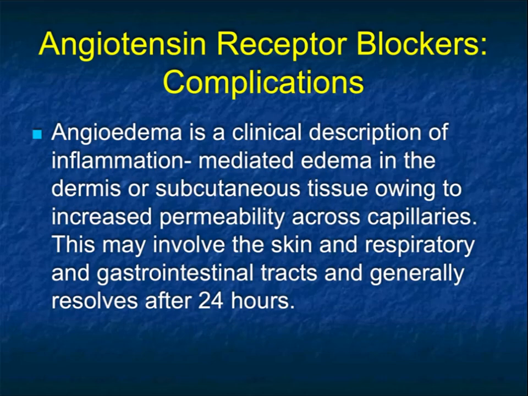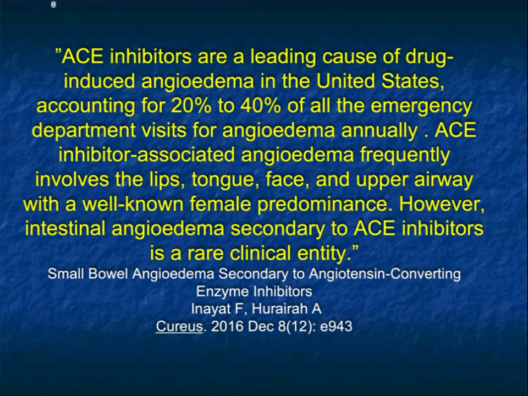Angioedema is a clinical description of inflammation-mediated edema in the dermis or subcutaneous tissues owing to increased permeability across the capillaries. That explains the edema in the bowel. This may involve the skin and respiratory and GI tracts, and generally resolves after 24 hours if you stop the medication. ACE inhibitors are a leading cause of drug-induced angioedema in the U.S., accounting for up to 40% of all ER visits. ACE inhibitor-associated angioedema can involve the lips, tongue, face, and upper airways as well.